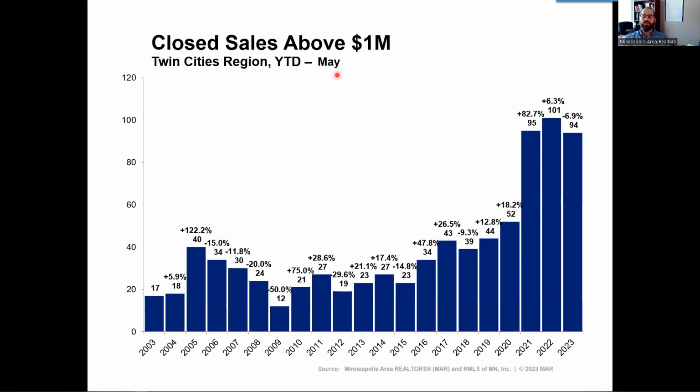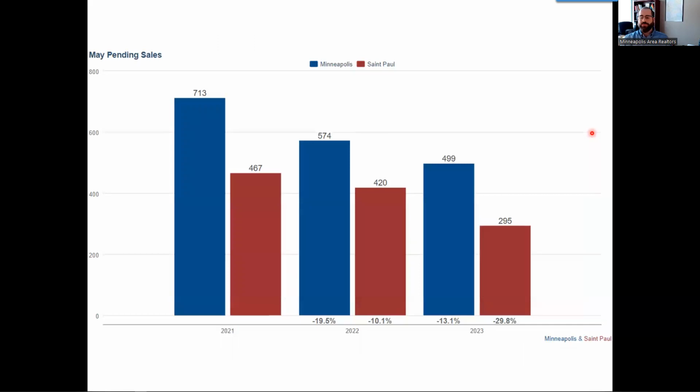Let's do year to date through May. So 95 in 2021, up to 101 in 2022, and now all the way back down to 94 here in May of 2023, at least year to date. So, I guess we're coming down from the highs, but we're not back down here, folks, right? This is still elevated, well above historical averages. So luxury is still rocking and rolling.